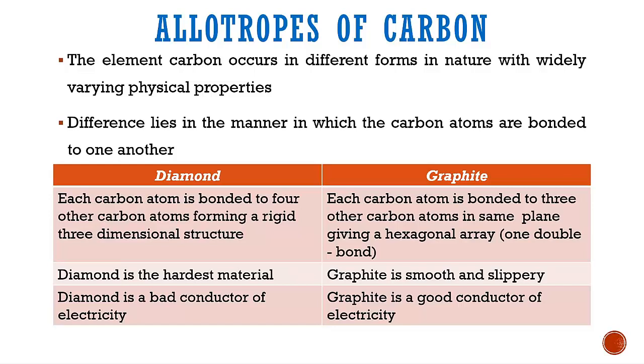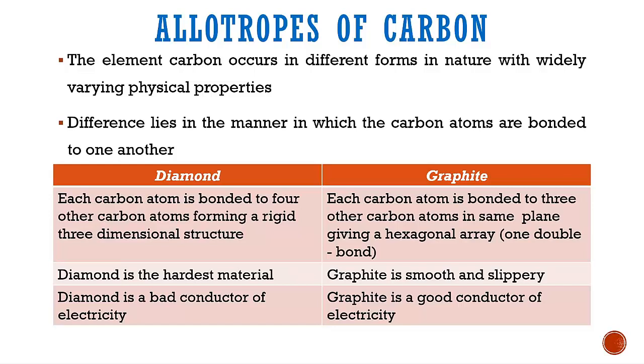In diamond, each carbon atom is bonded to 4 other carbon atoms forming a rigid 3-dimensional structure, whereas in graphite each carbon atom is bonded to 3 other carbon atoms in the same plane, giving a hexagonal array in which one bond is a double bond. So here we have a single bond to all the 4 carbons, and in graphite we have a hexagonal array. Diamond is the hardest natural material that we know, and graphite is slippery because, as we have seen, diamond is a 3-dimensional structure, whereas graphite is a planar structure.